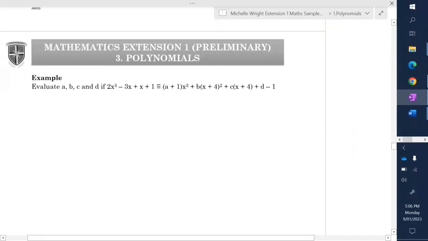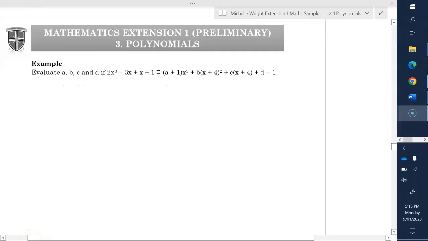So it's got an example here, and it's saying evaluate a, b, c, and d in 2x cubed minus 3x squared plus x plus 1. And this is going to be equal to a plus 1 times x cubed plus b, x plus 4 squared plus c, x plus 4 plus d plus 1. So we need to work out what our values for a, b, c, and d are.